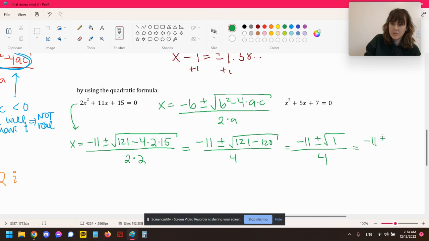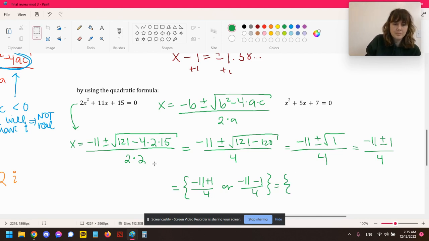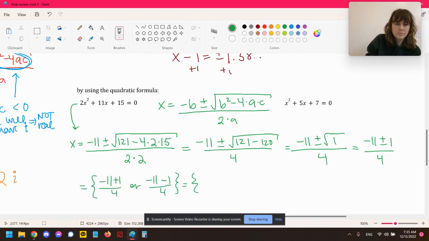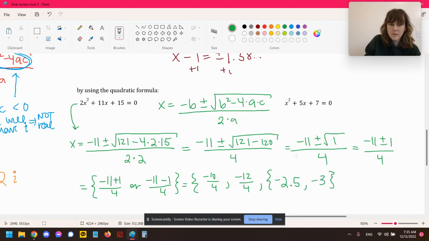Now I'm going to actually do this root. Square root of 1 is 1. And now I'm going to break it up into 2 pieces. Now I'm going to say it's negative 11 plus 1 over 4, or it's negative 11 minus 1 over 4. We'll keep going. Negative 11 plus 1 is negative 10. Negative 11 minus 1 is negative 12. Negative 10 over 4 is the same as negative 2.5. And negative 12 over 4 is negative 3.